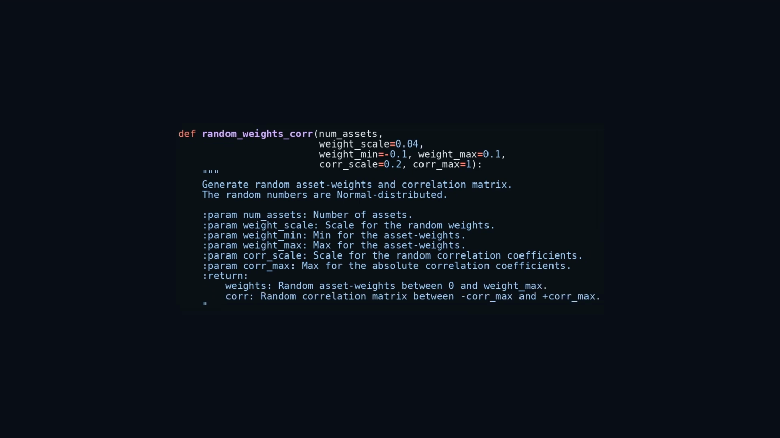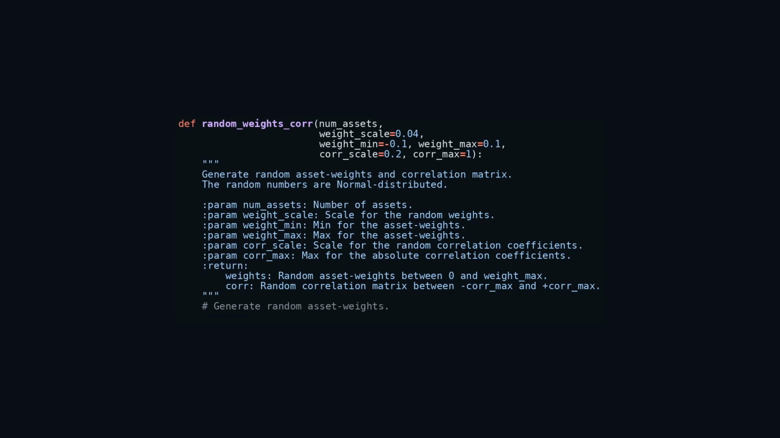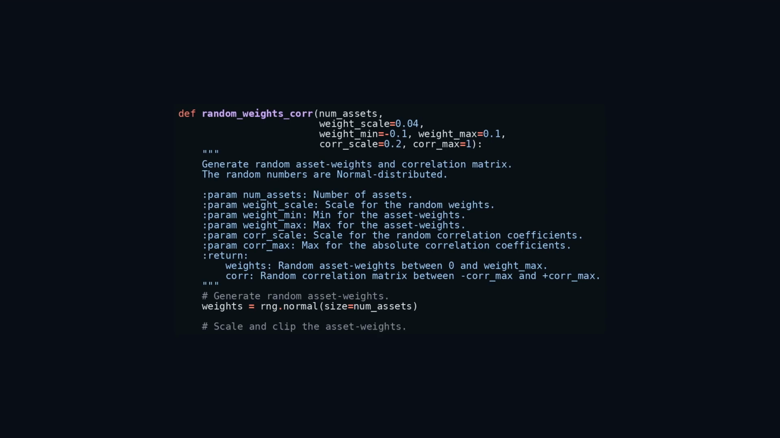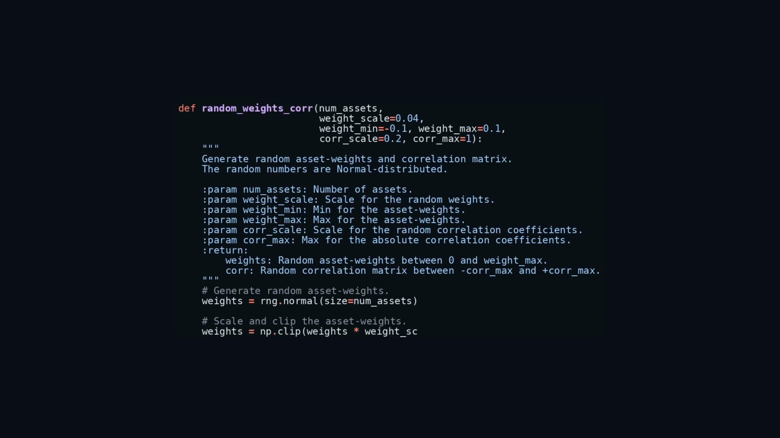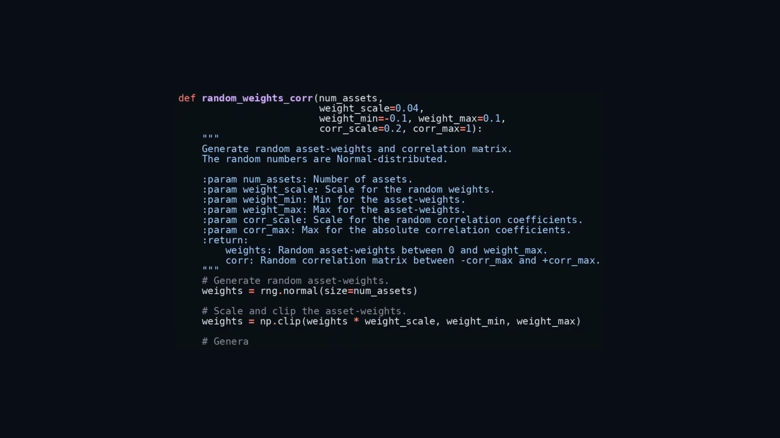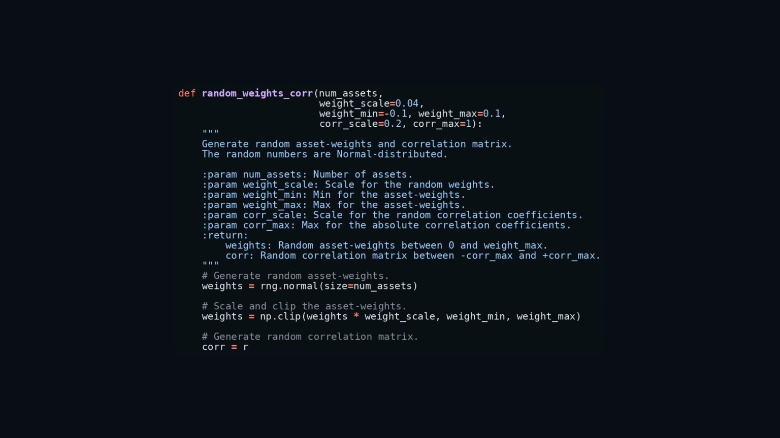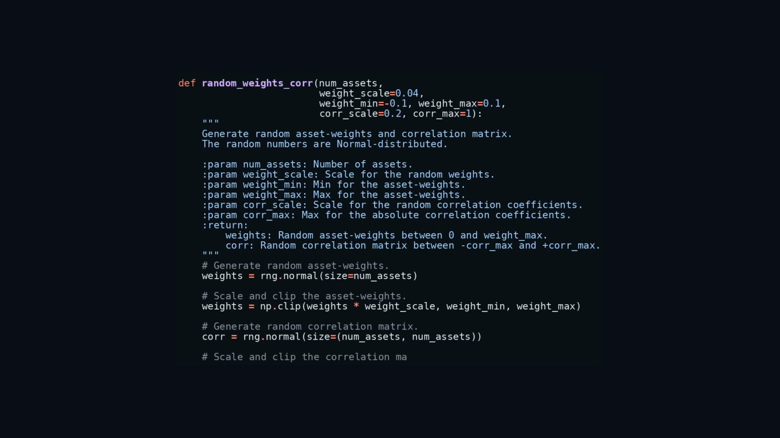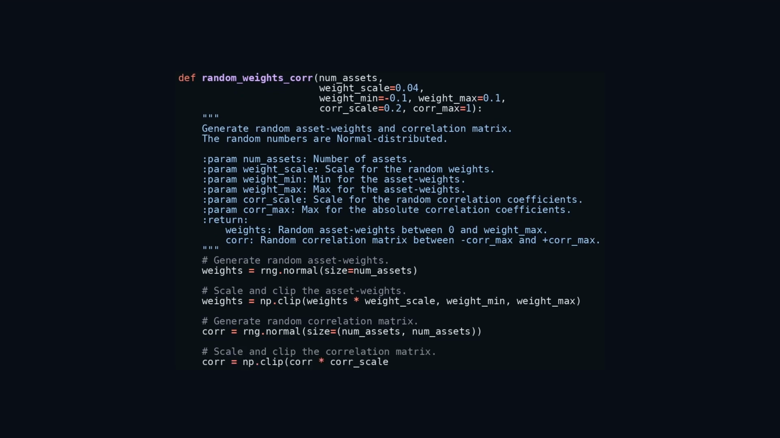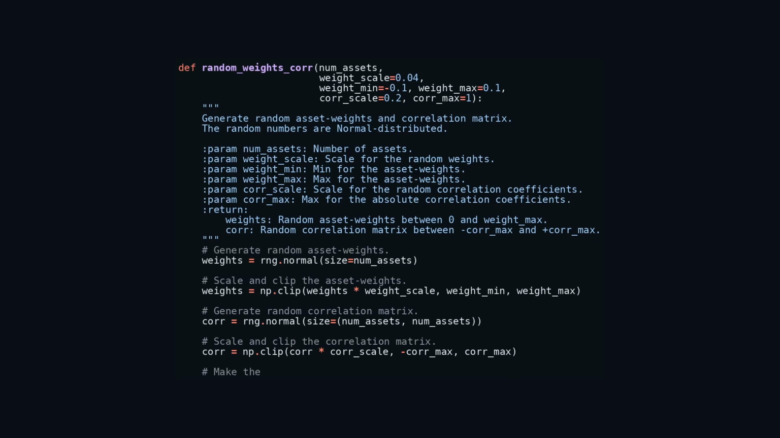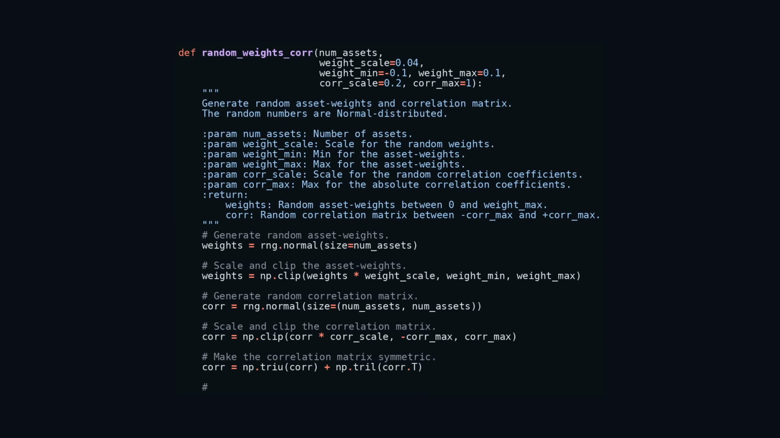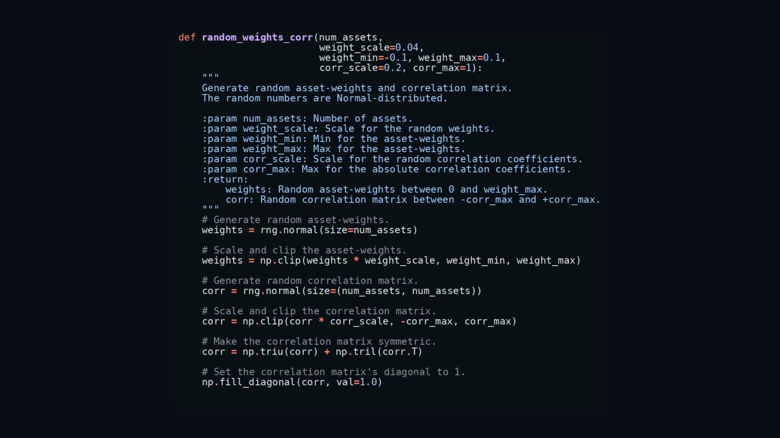This matrix is scaled by a specified parameter and its correlation coefficients are clipped to remain within the range of negative max to max. To ensure symmetry, the function adds the lower triangular part of the correlation matrix to the transpose of its upper triangular part. Finally, it sets the diagonal elements of the correlation matrix to 1, representing a perfect correlation of each asset with itself. This function is particularly useful in finance or statistical analysis scenarios where random inputs are required to test models or algorithms involving asset weights and correlations.